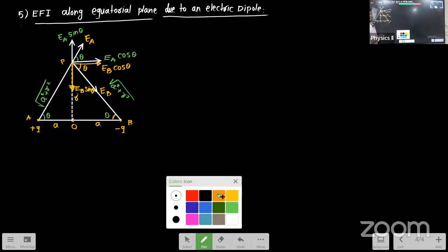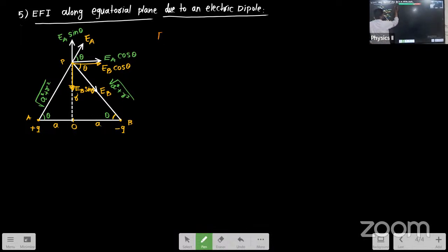Let us determine the values of EA and EB, the electric field due to charge at A and the electric field due to charge at B. I am writing, electric field due to charge at A can be given as 1 by 4 pi epsilon naught Q divided by, what is the distance from A position to P position? It is under root A square plus R square. So this will become under root A square plus R square whole square.